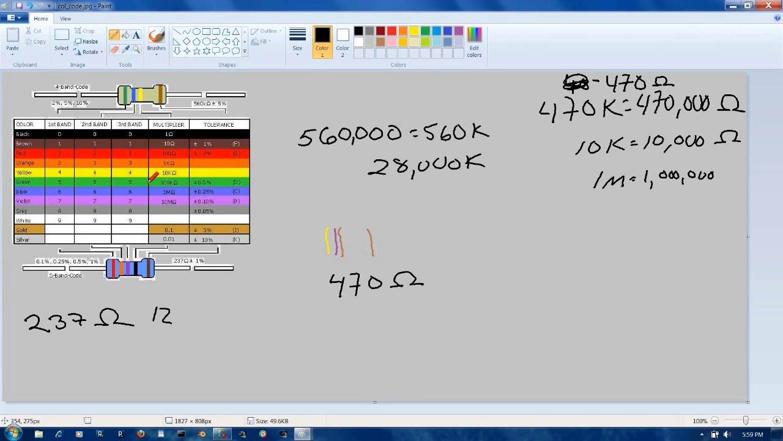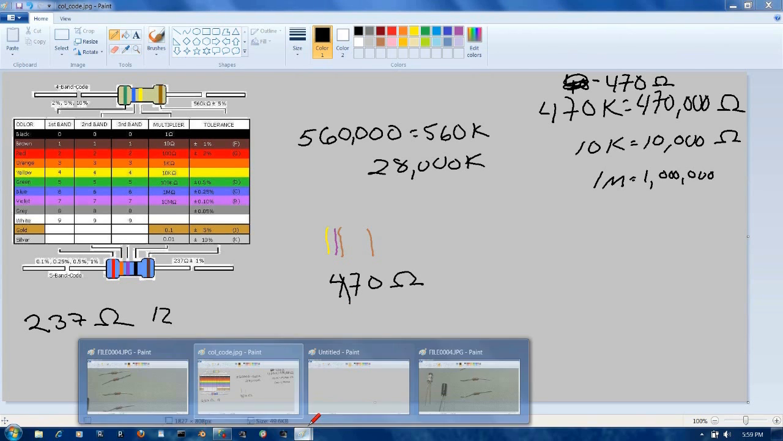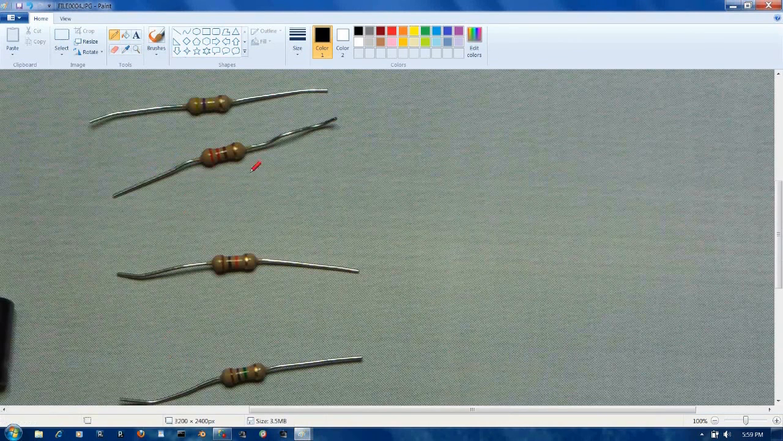So let's actually do that. We're going to remove this chart. You can find it anywhere on the internet. There's a ton of them. Usually when you buy packs of variable value resistors, it usually comes with one. But let's go, sorry about that. Let's go to these resistors.